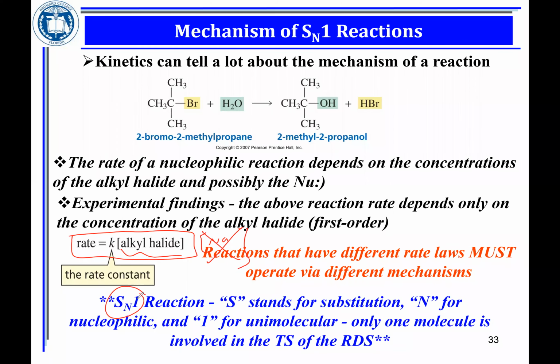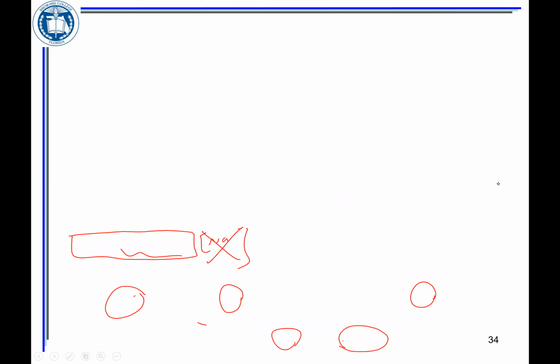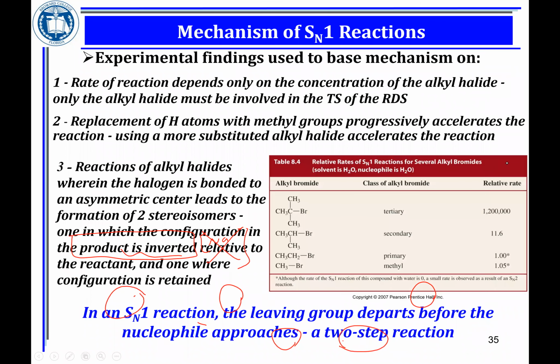That means a unimolecular nucleophilic substitution reaction. So we have the S for substitution, N for nucleophilic, and 1 for unimolecular. So in the transition state of the rate determining step, only the alkyl halide is involved, because the rate of the reaction depends on the concentration of the alkyl halide only, and not the concentration of the nucleophile.